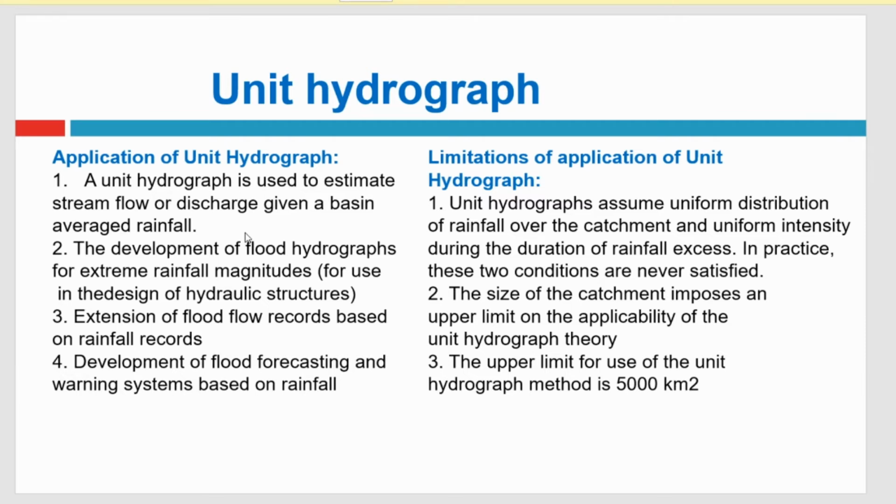The next thing is that, as I told you, it is nearly impossible, or not at all practical, to say that the precipitation will take place evenly over the entire surface of the catchment area. It is impossible. It's not even nearly possible. The same goes for time. You cannot say that the intensity of rainfall will remain the same for the entire duration of rainfall. From the beginning of the rainfall till the end of the rainfall, the intensity of the precipitation will not remain the same.